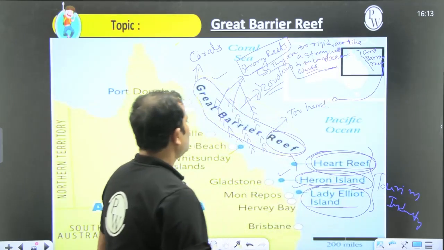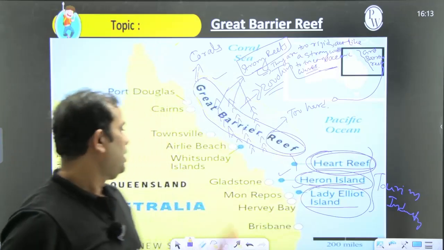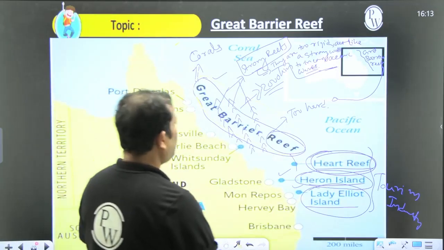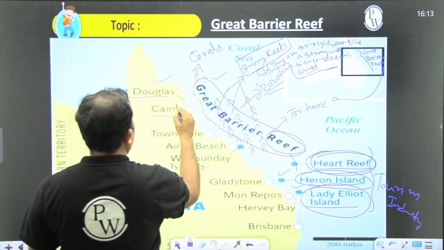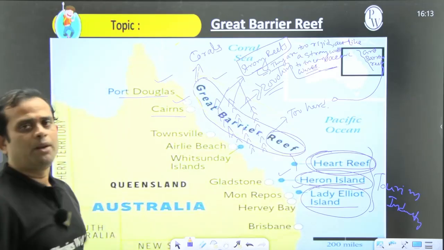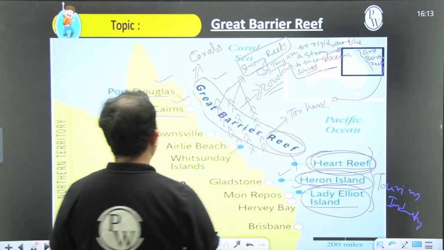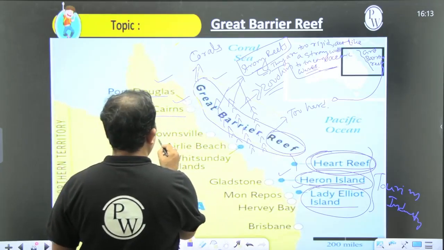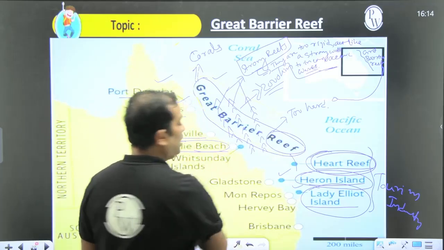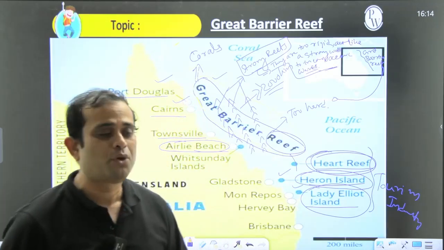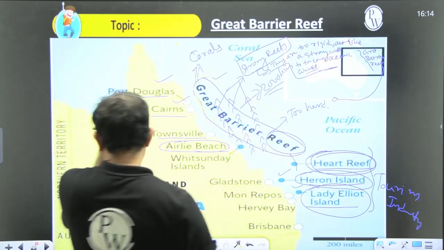So this is all about the Great Barrier Reef that we came to know. There are some few places that I'm going to say. What are those important places? Port Douglas, Cairns. These are the important places where the tourists are coming. Port Douglas, Cairns, then Townsville, Airlie Beach. This is one famous beach. When you go to Australia, this is a so beautiful place. Many tourists come to this place from far away.